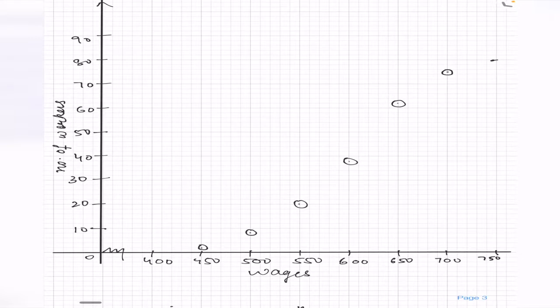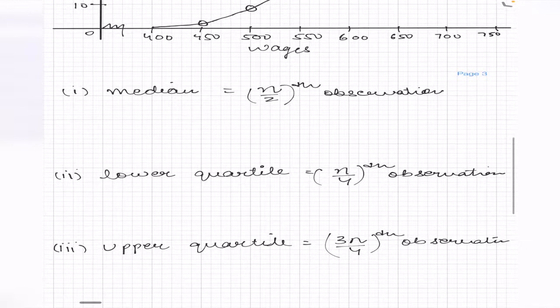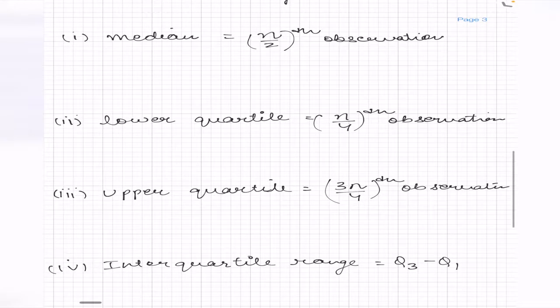Okay. Now we will join all these points freehand. We are not going to use a scale, and the start of our ogive is from the first lower limit. The first lower limit was 400, so our starting point will be 400, and we will join all these points freehand without using a scale, like this. Okay, now this is our cumulative frequency curve, or we can say our ogive.